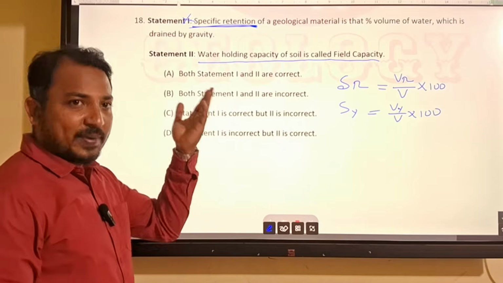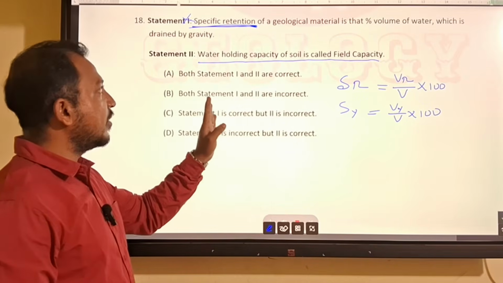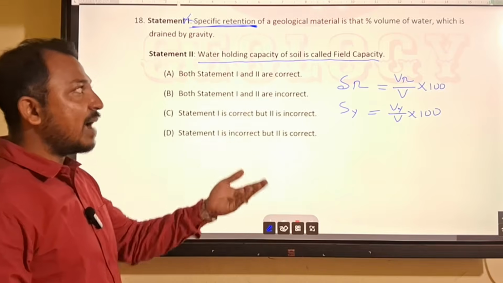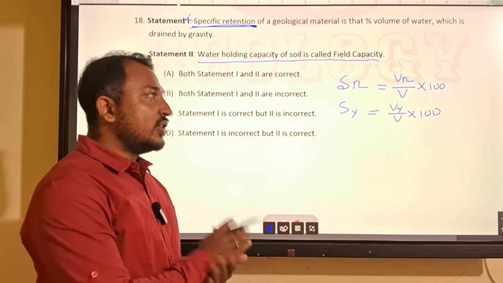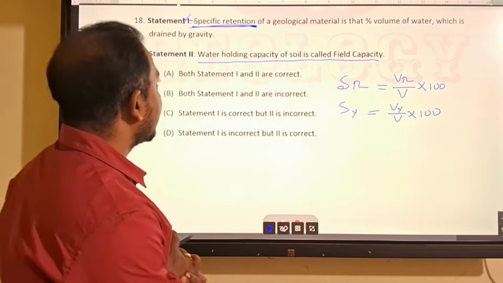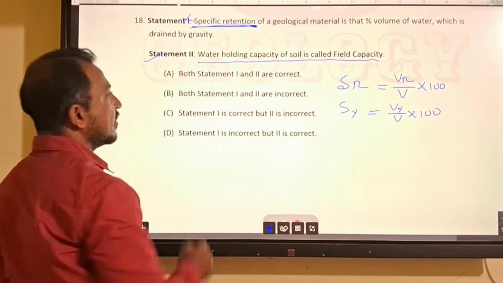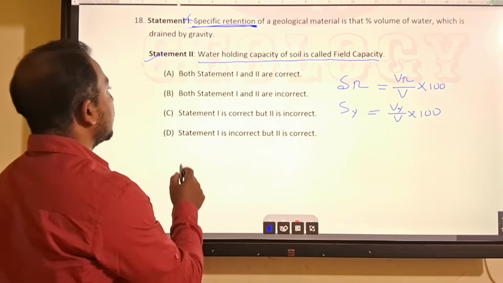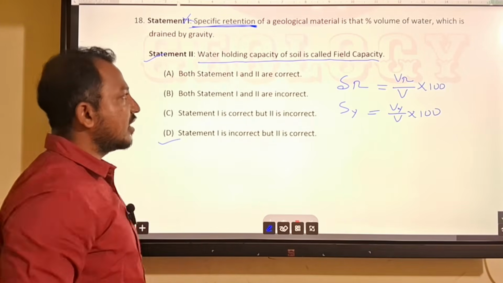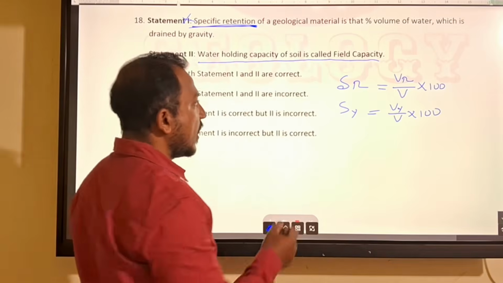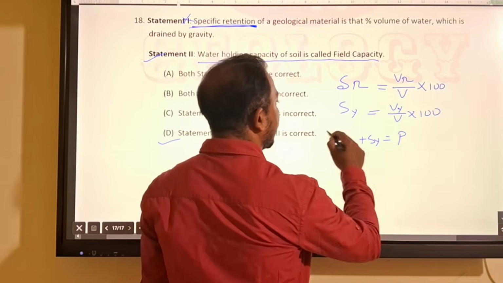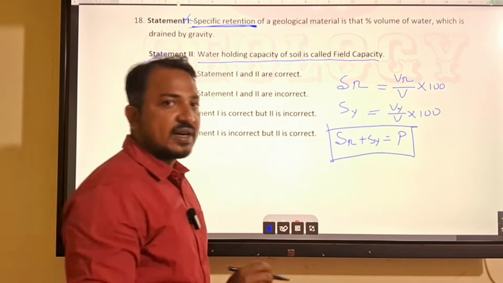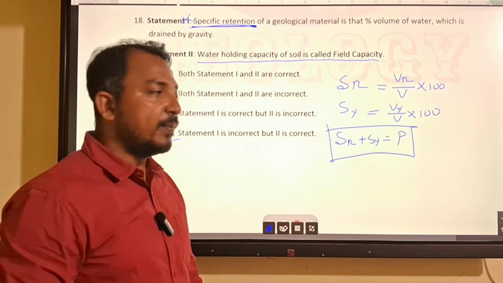Then the next statement: water holding capacity of soil is called field capacity. This statement is not completely correct, but water holding capacity of soil after it is drained by gravity is called field capacity. But we can say it is correct. So statement 1 is incorrect, statement 2 is correct. Then remember, specific retention plus specific yield is equal to porosity.